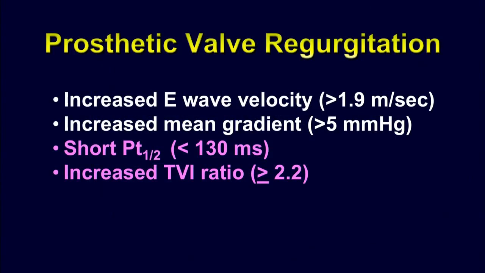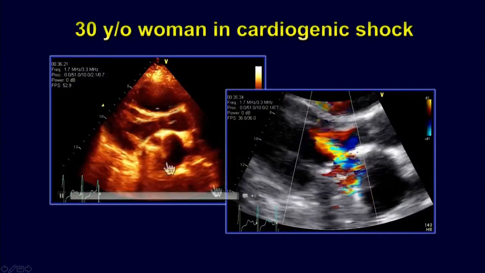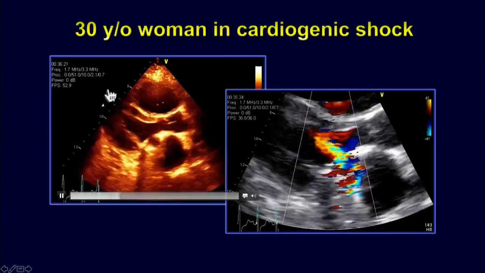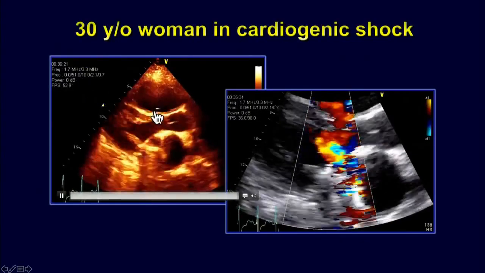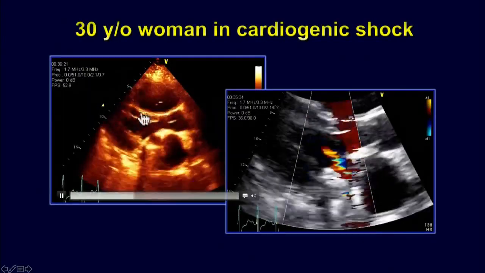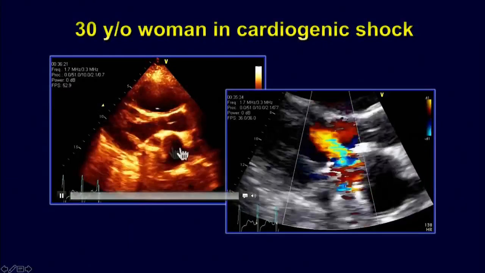So for prosthetic regurgitation, the clues are the increase in E-wave velocity and mean gradient, but a short pressure half-time and a high TVI ratio. Here's a 30-year-old woman, status post St. Jude MVR. She's transferred in cardiogenic shock. Here's the parasternal long axis view, and it always happens in the middle of the night. You can see the timing of this, it's around midnight. The right ventricle is dilated, the LV is underfilled. We can sort of see the prosthesis here.